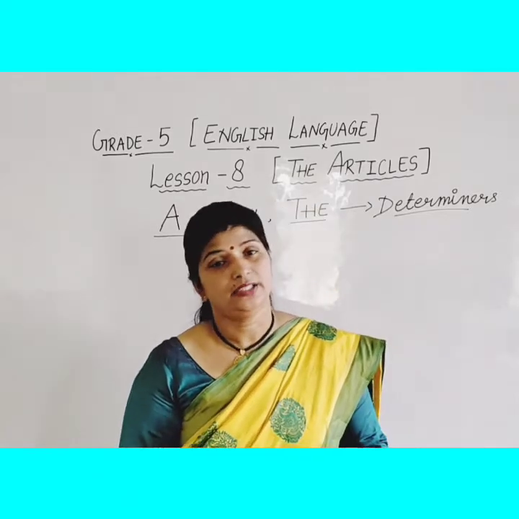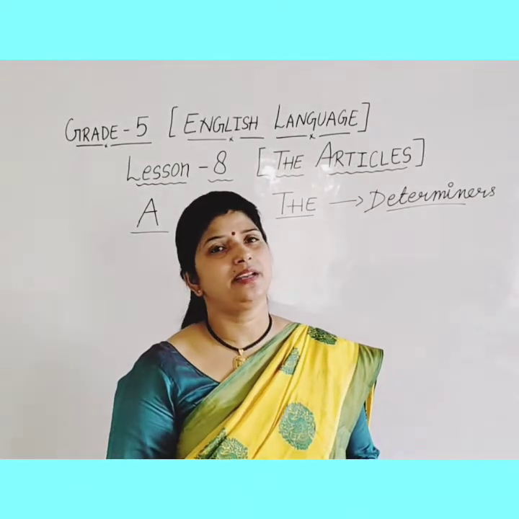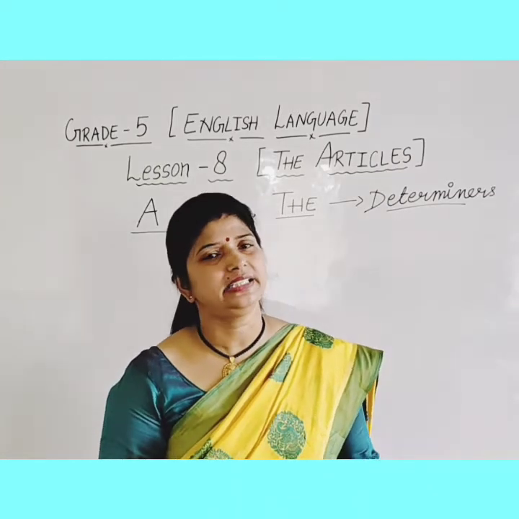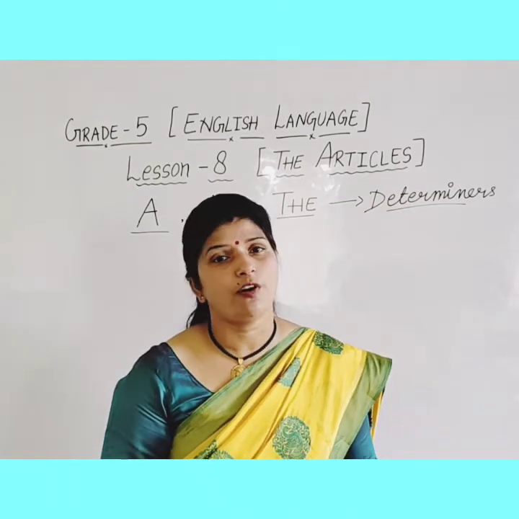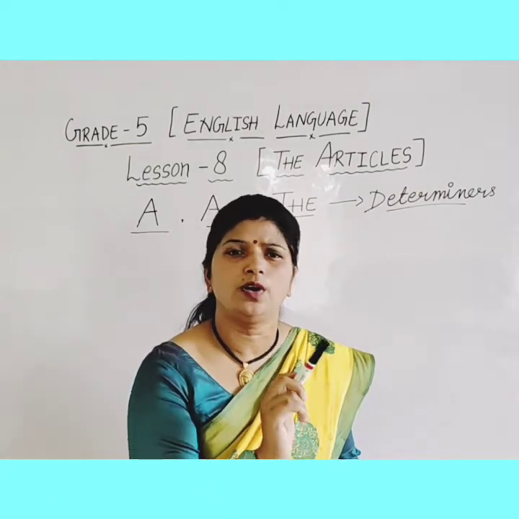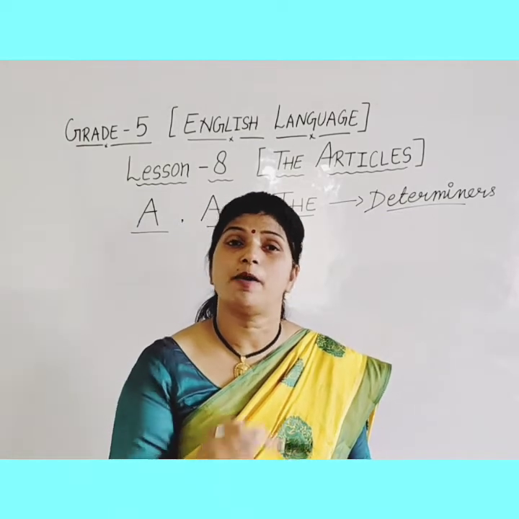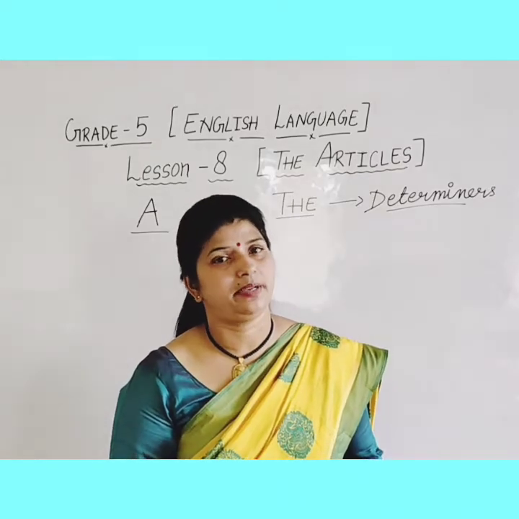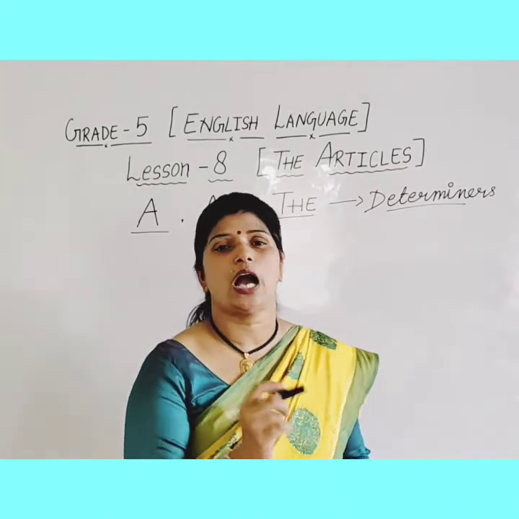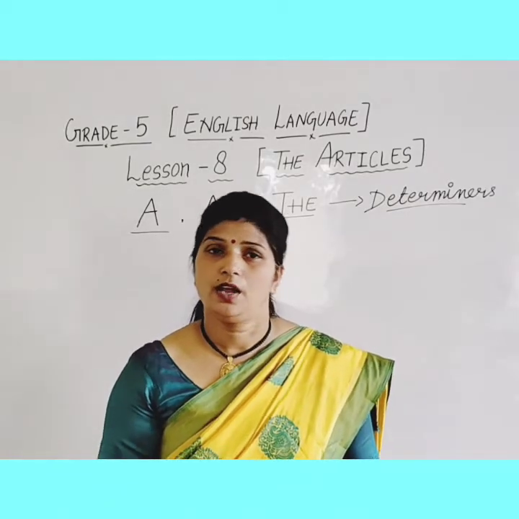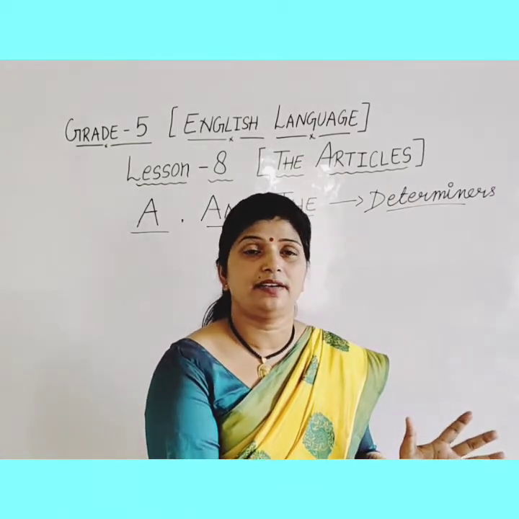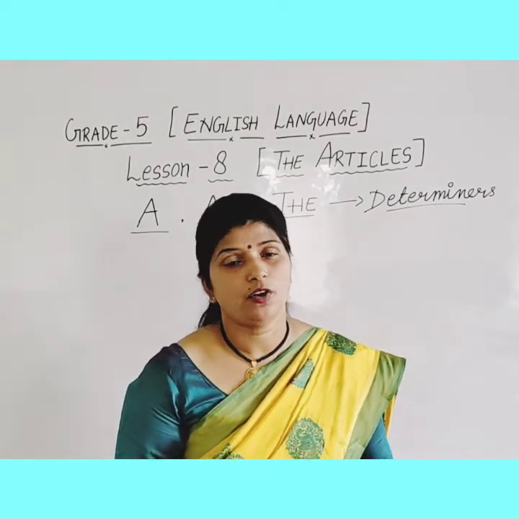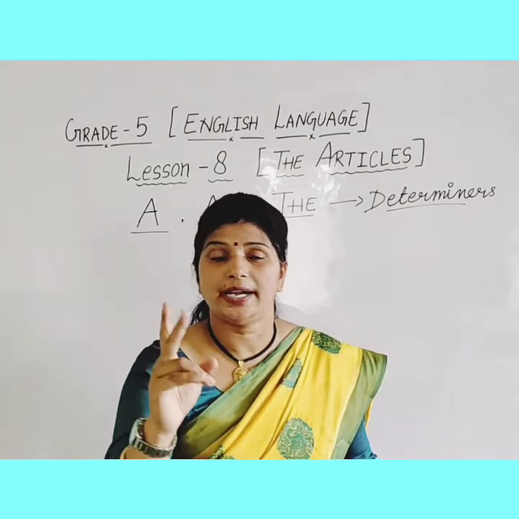What do we call them? Determiners. A determiner is a special kind of adjective that points to a particular noun in the sentence. It means, my dear children, whenever we are pointing towards a particular noun, or we can say that we are talking about a particular person, place, animal or thing, then that is known as a determiner. And it is used with countable and uncountable nouns. Whether we are able to count that noun or not, it is used with both.